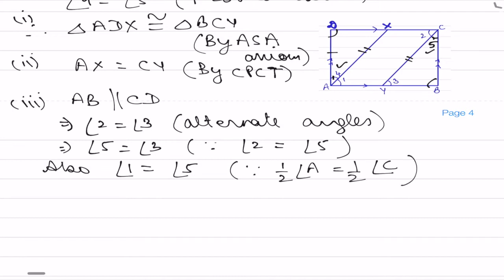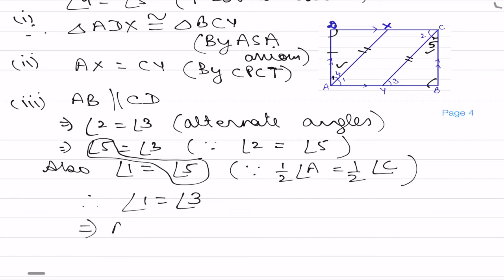So angle 1 is equal to angle 5. Now we can see that 5 is the same in both equations. This implies, therefore, angle 1 is also equal to angle 3. Now we can see in both the lines AX and CY, AB is the transversal, and angle 1 and 3 form a corresponding angles pair. So angle 1 and angle 3 are equal.